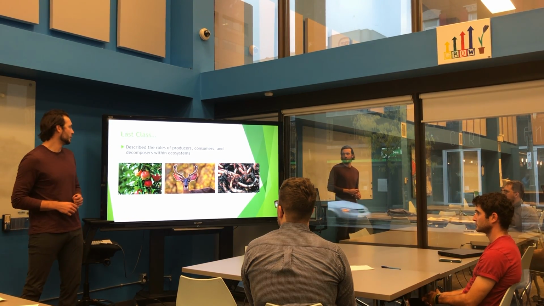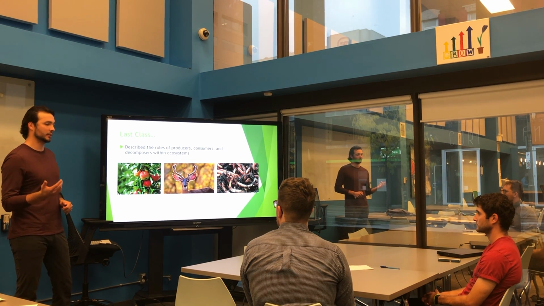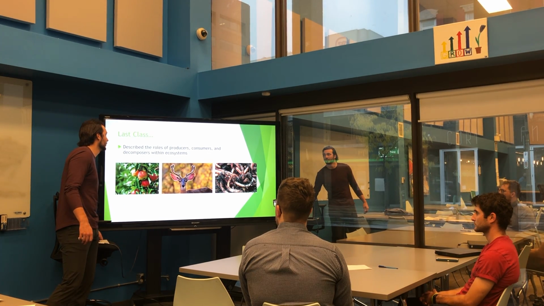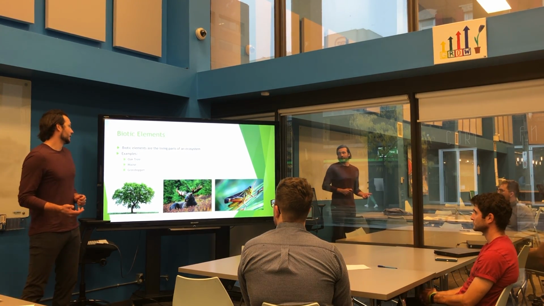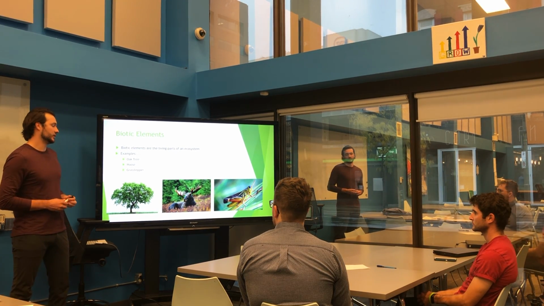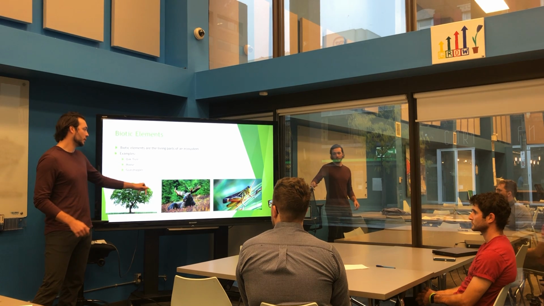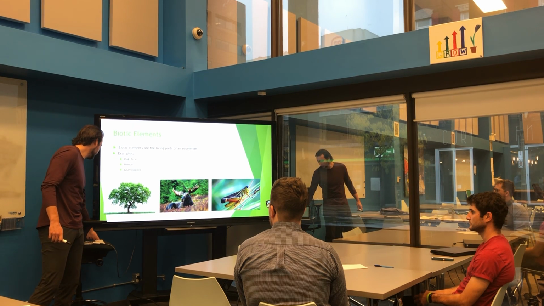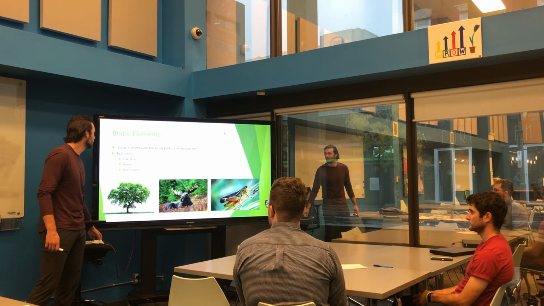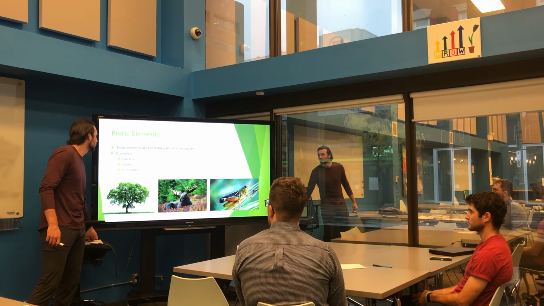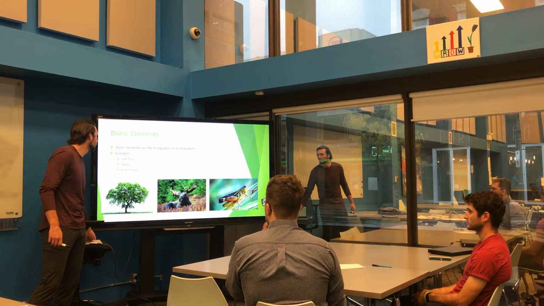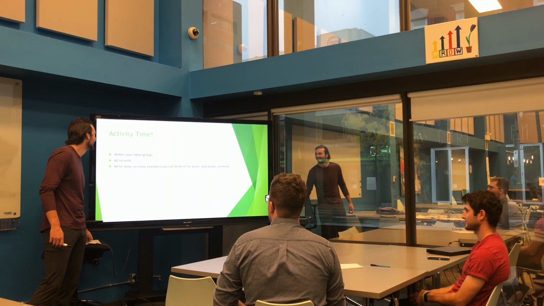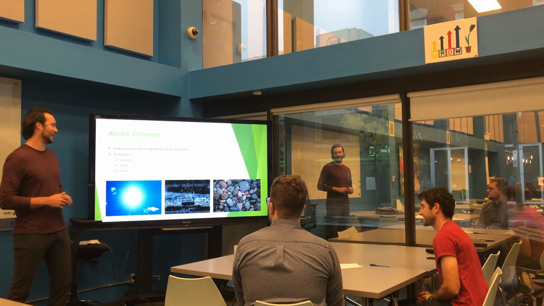So last class, we described the roles of producers, consumers, and decomposers within an ecosystem. We're going to build on that a little bit, introducing some more elements to our ecosystem. Biotic elements are the living parts of an ecosystem. You can think of an oak tree, moose, grasshopper. These are the living parts in the ecosystem, and they will interact with the abiotic elements in an ecosystem.